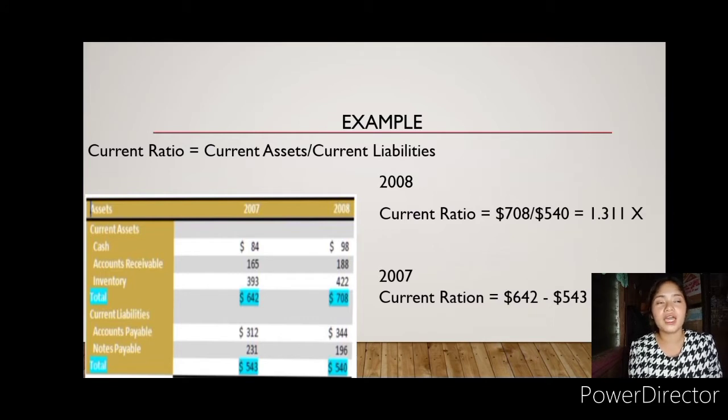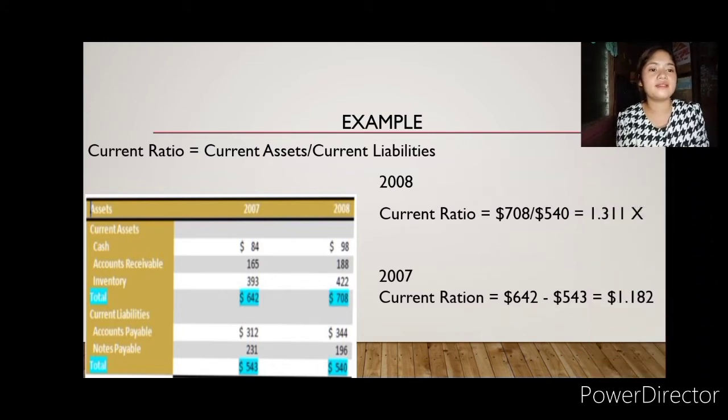If you calculate the current ratio for 2007, you will see that the current ratio was 1.182 times. So, the firm improved its liquidity in 2008, which in this case is good as it is operating with relatively low liquidity.